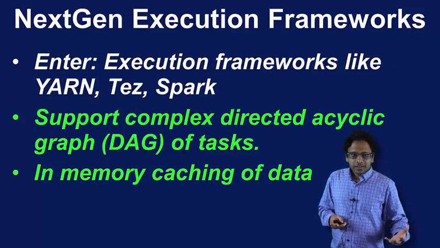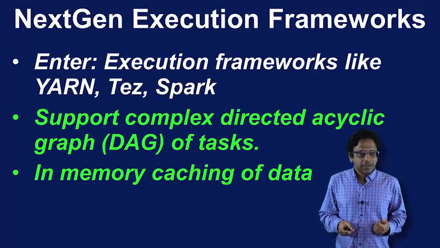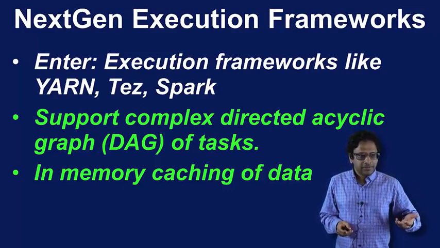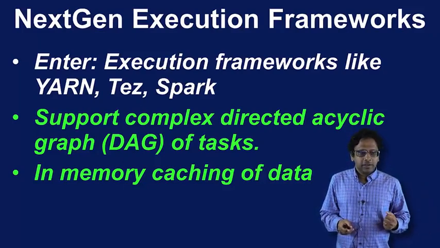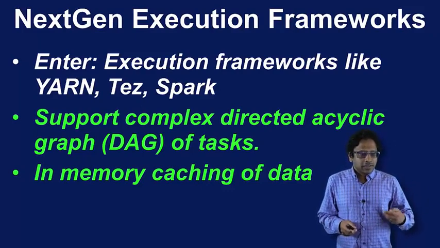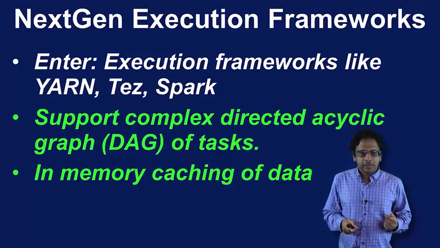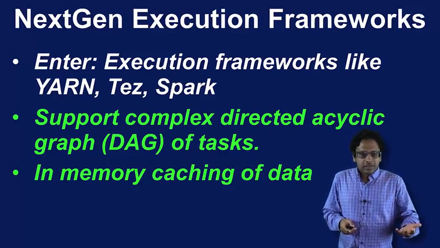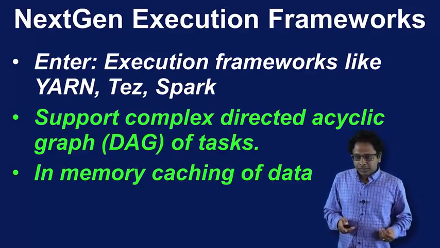So this is where the next generation frameworks like YARN and Tez and Spark come into play. They support complex directed acyclic graph tasks. So by acyclic, we mean not looping, essentially, in the graph. And also, some of these tools like Tez and Spark especially will let you cache data in memory, and that makes you get much better performance. So we will look at this in the next video in more detail and with some examples, so that clarifies things.